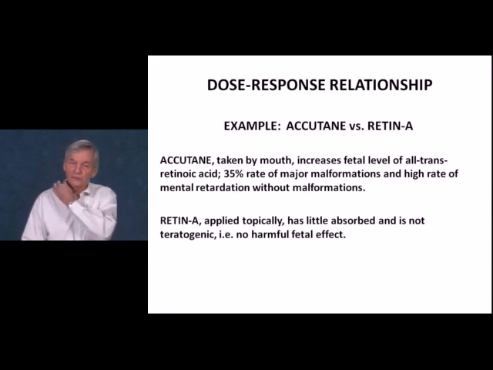You can see here summarized in this slide, accutane taken by mouth, 35% rate of malformations. I mean, that's an enormous risk compared to 2% in the general population. And among the children who aren't malformed, there's a very high rate of mental retardation as well. So really dramatic and serious teratogen.